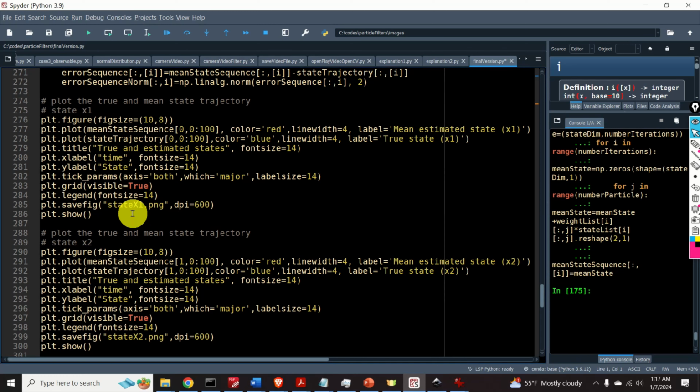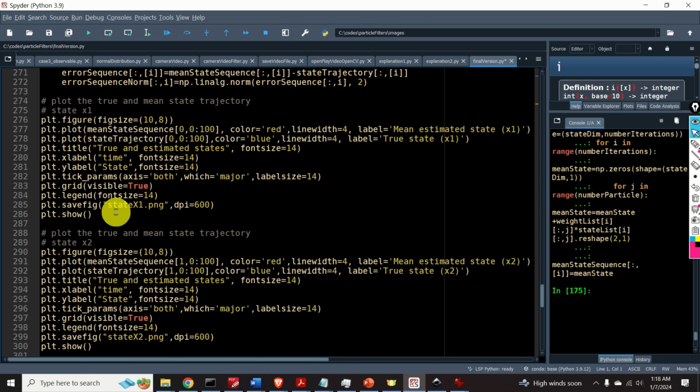The final step is to plot the results. First, we will plot the true and mean state trajectories. We do it for state x1 and state x2. First, we define a figure, then we plot the mean state trajectory, we set the color, line width, and we set the label. Then, we plot the true state trajectory, we set the color, line width, label, then we add the title, then we add X label, Y label, we set the size of the fonts, we save the figure, and we show the figure.